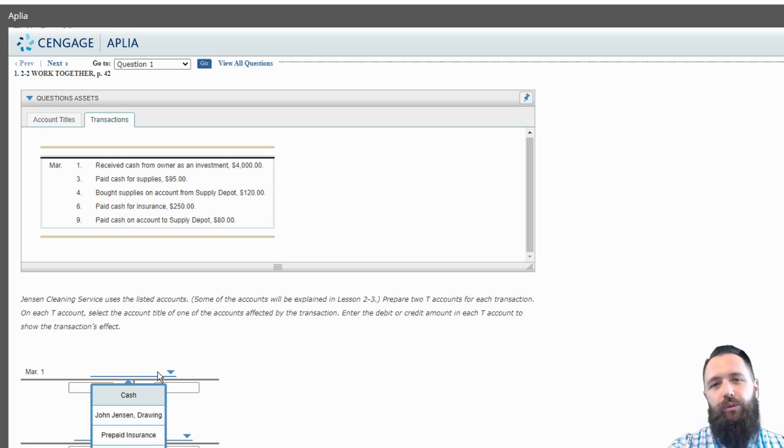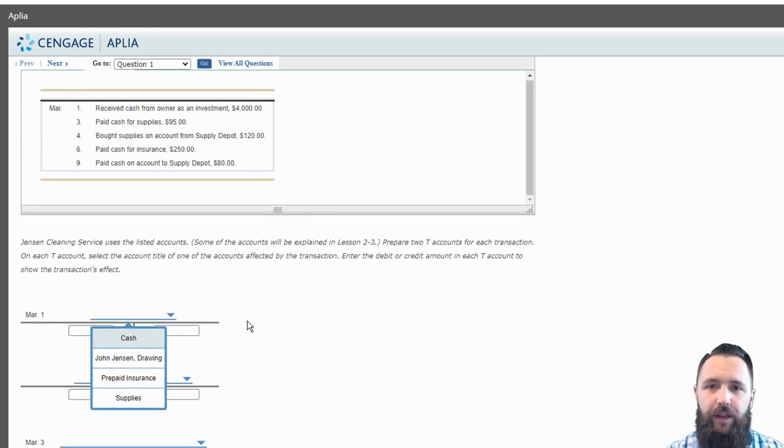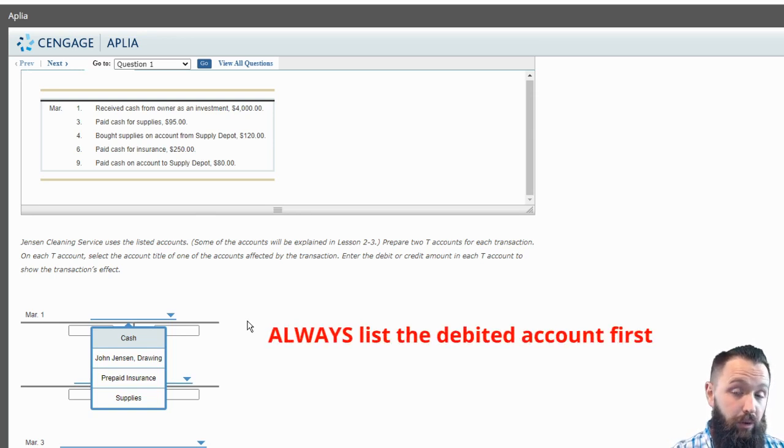Now, when we look at this and we ask ourselves those four questions, the first one is, what accounts are affected? If you look at this, you know that it's going to be cash, and then you also know that it's going to be the owner's equity. So when we're staring at this, why is owner's equity not an option? Well, this is going to be very important, so please remember this. When we're listing out anything in Aplia, and in general, when we write things out in a journal later on, which you'll see, we always list the account that's debited first, okay?